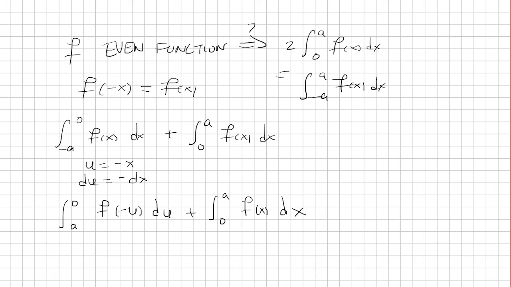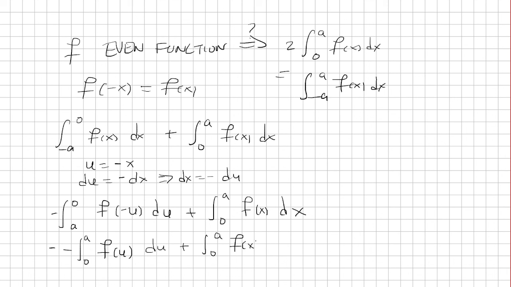Now because f is even, f of negative u will just be f of u. And then I'm going to flip the limits. And when I flip the limits, I'm going to put a negative in front. And I did forget also, when I take the derivative, to put a negative outside, because dx will be negative du. So I flip the limits and I get another negative outside.